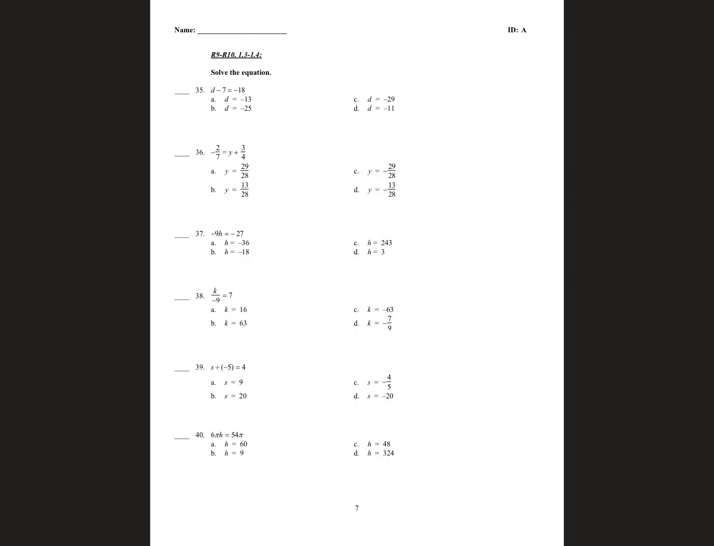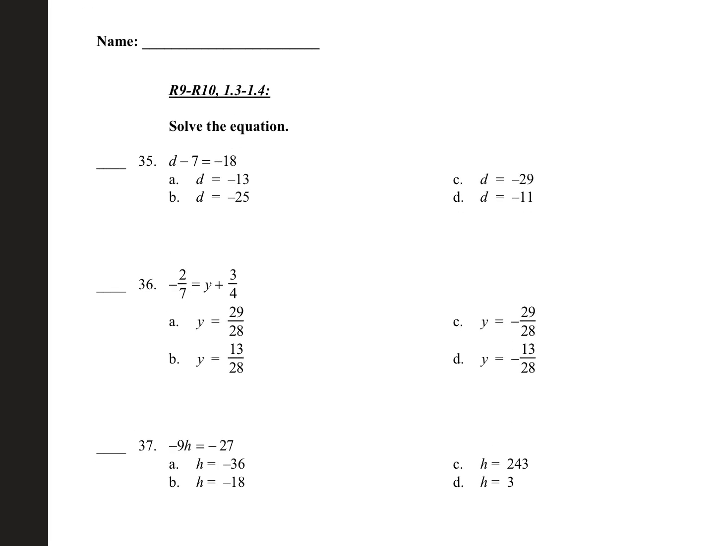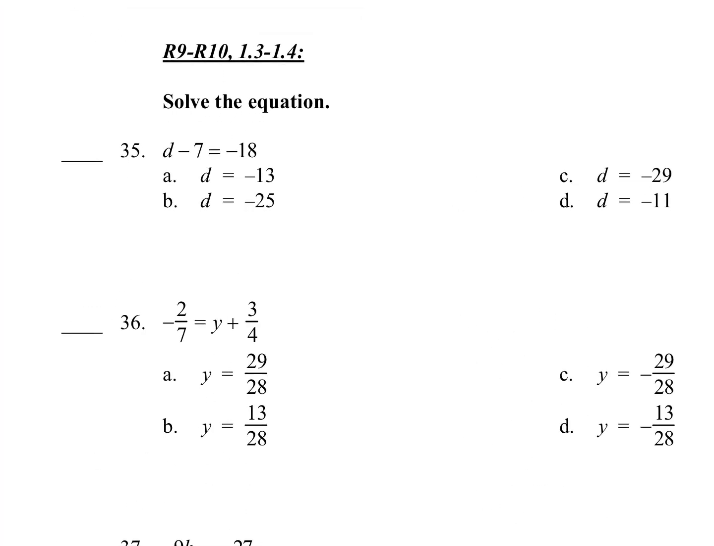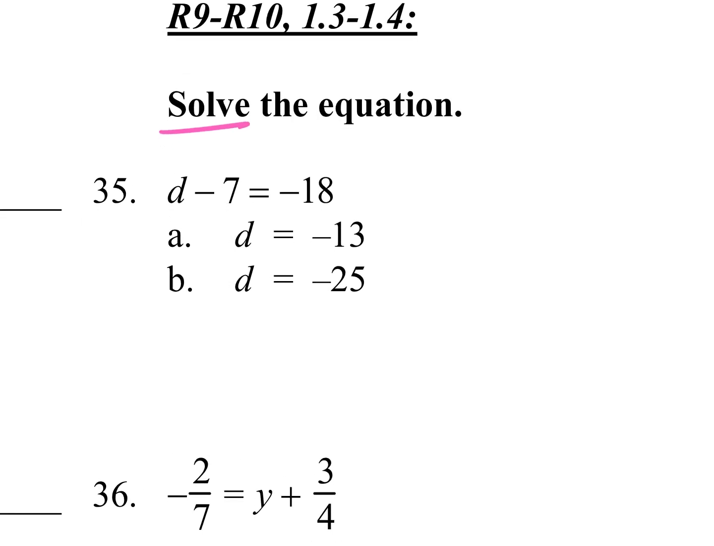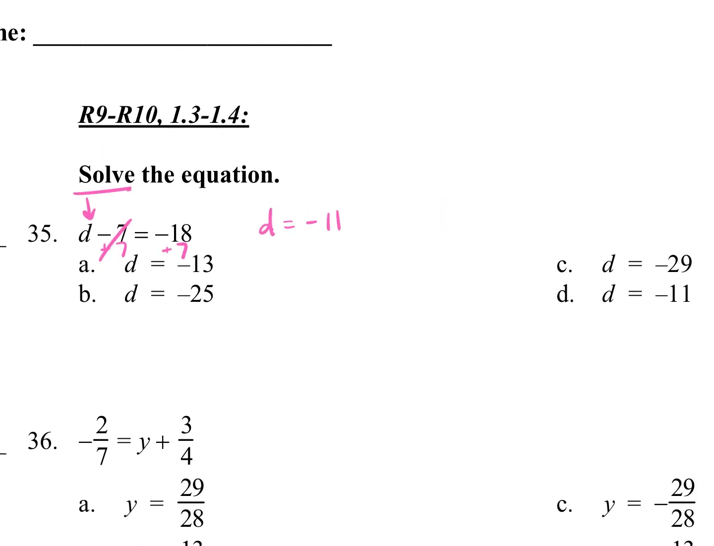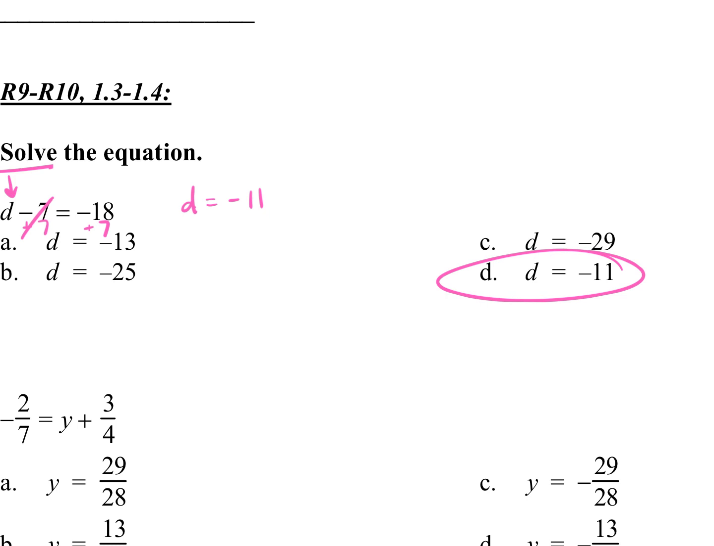All right, so let's look at the next page. Here we're solving. So whenever we solve, we just want to get the variable all by itself. So for 35, what would I need to do to solve? Trying to get z all by itself, so we want to add 7 to move it to the other side. What is negative 18 plus 7? Negative 11. Perfect. So that would be D.